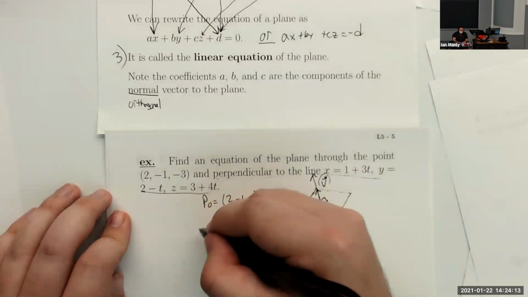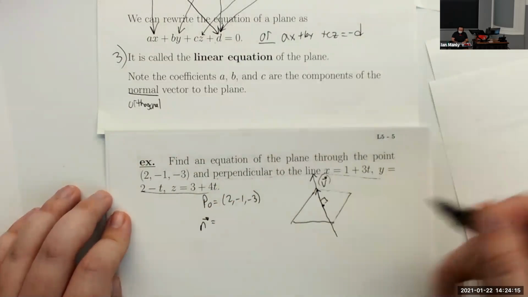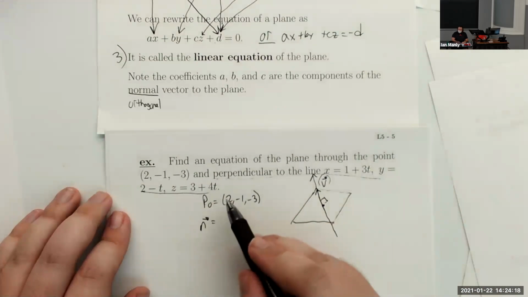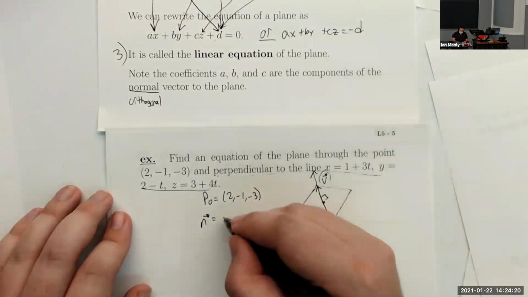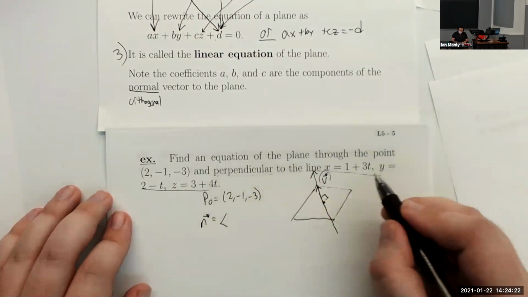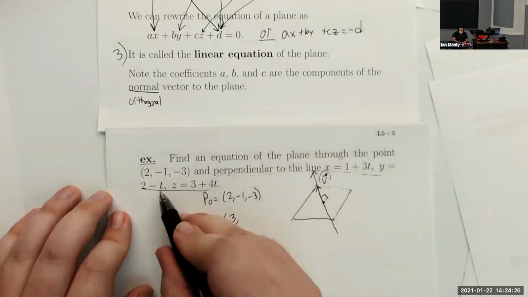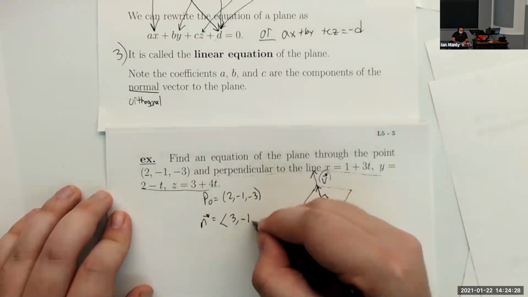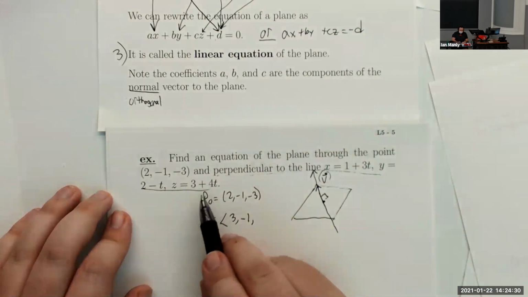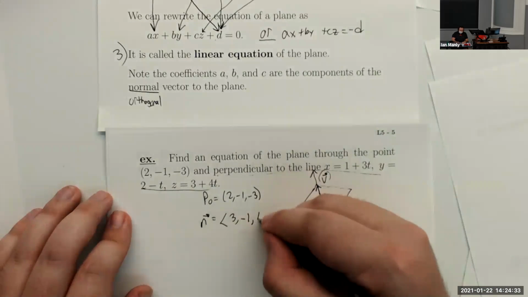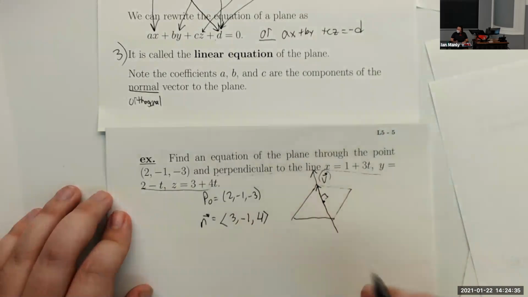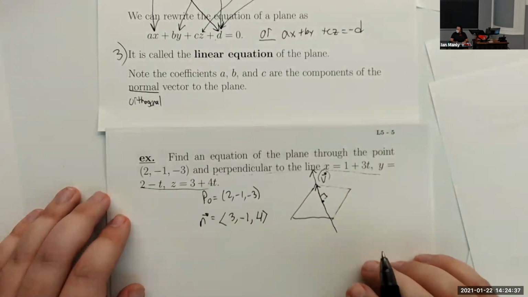So our n for this problem will be none other than what our slope would normally be for this line. Okay, so what's our n here? Let's see, we have a 3 times the t for the x. We have a negative t for the y, so that'll be -1. And then we have 4t for z. So this is going to be our normal vector here.